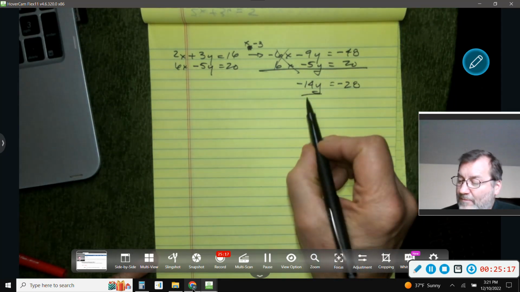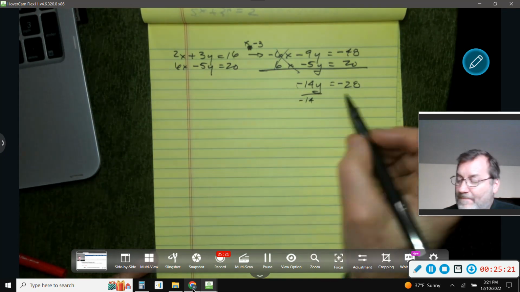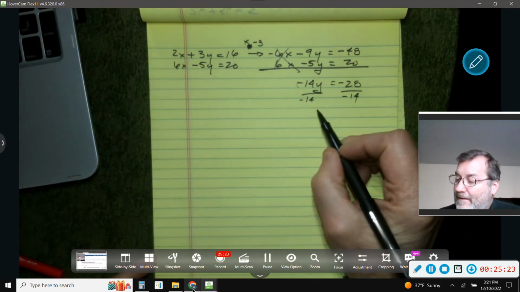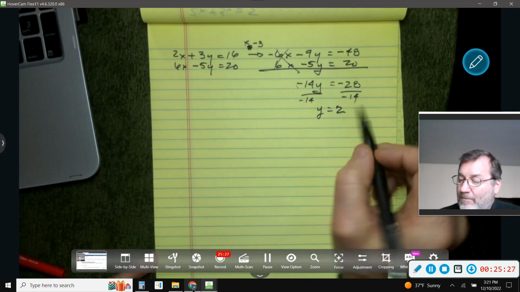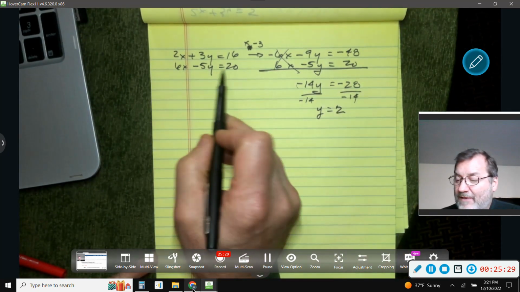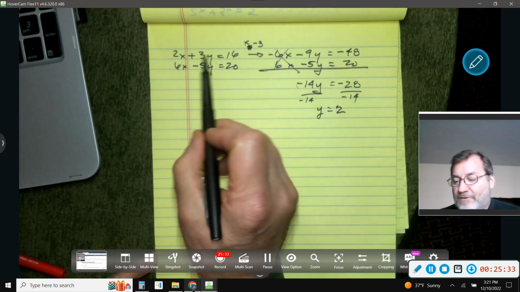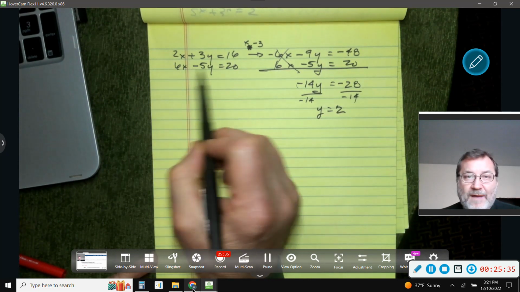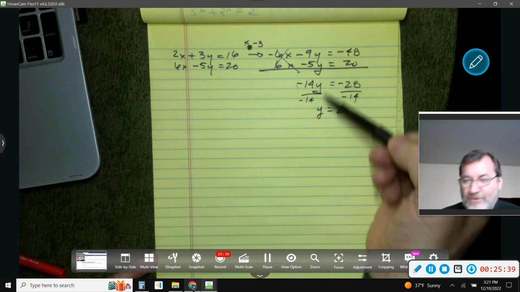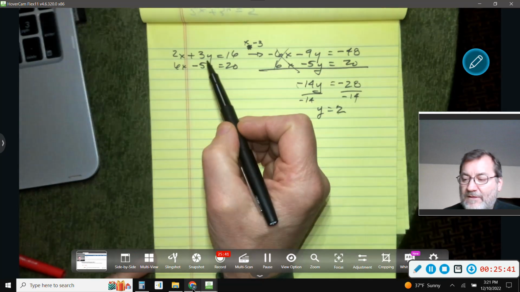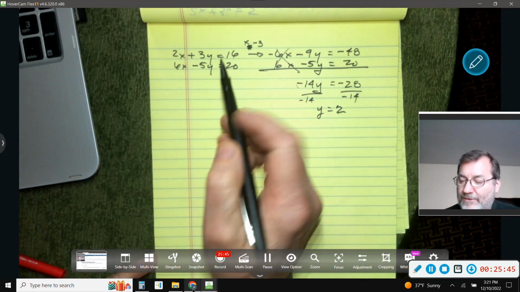Divide both sides by the coefficient of the unknown, and it turns out that y equals 2. If y equals 2, now I can substitute into any of my originals. What I always like to do is go back to the originals, because when you start manipulating, you might have an error and you'll just carry it forward. You'll expose it very quickly if you put it into the originals that are unaltered.